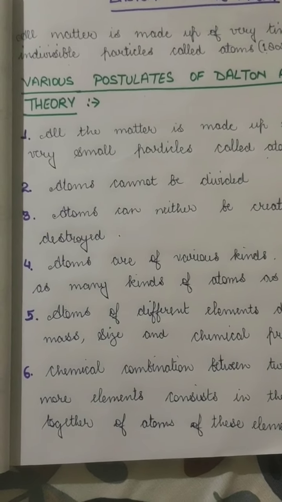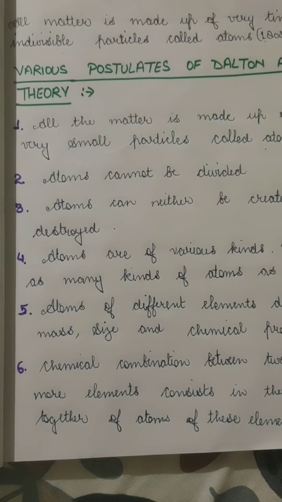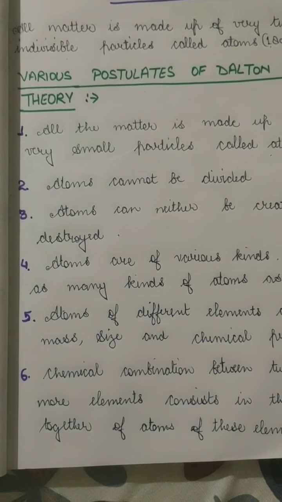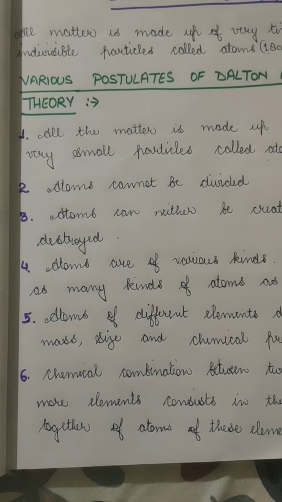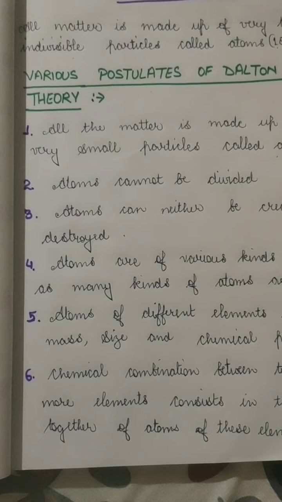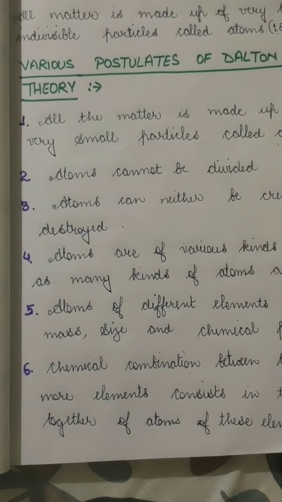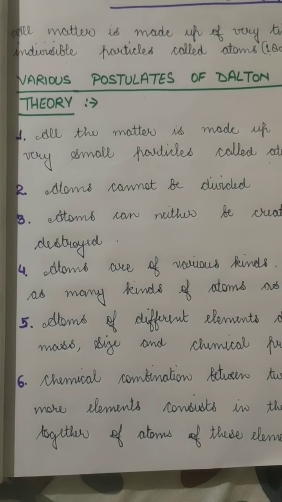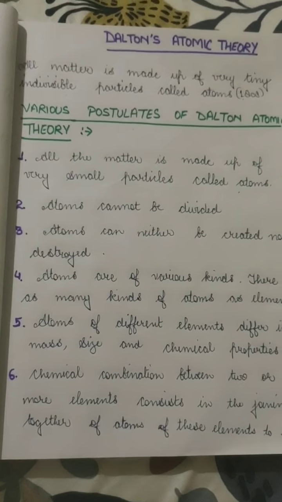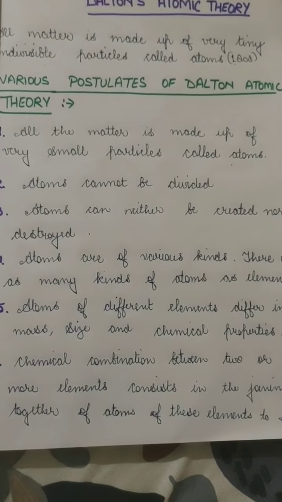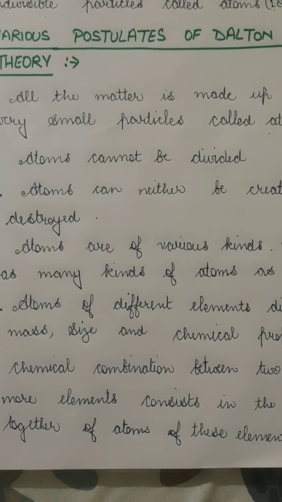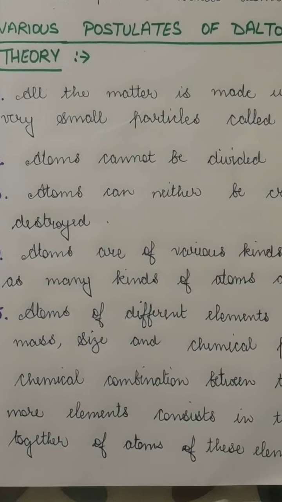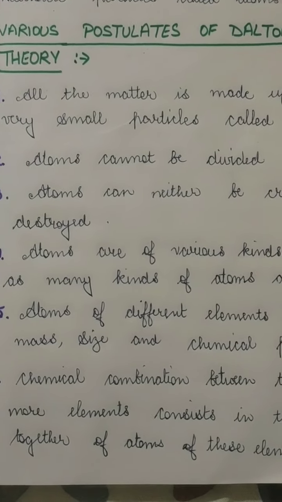The next postulate was atoms can neither be created nor be destroyed. This holds true, as we have read that matter is not created or destroyed. That means the law of conservation of mass, and we have read this statement, so it was right. Then he said that atoms are of various kinds. There are as many kinds of atoms as elements. He said that atom is not of only one kind, there are many kinds of atoms. That means we have different elements and every element has a different atom. So it was also true.